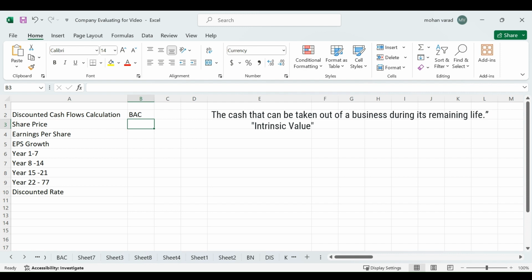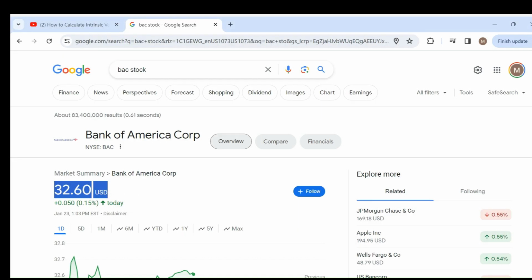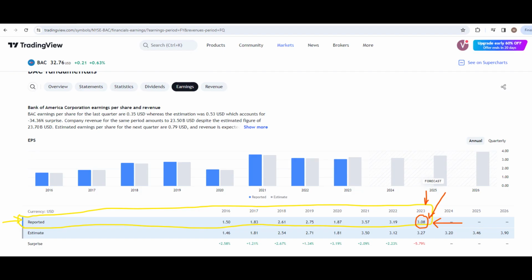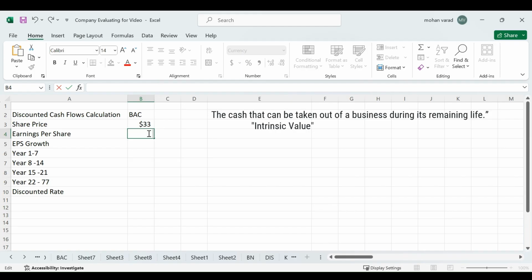To start with, let's get the share price, or the market price, of Bank of America on Google. Then copy the latest earnings per share for 2023, that is $3.08, and paste it onto the earnings per share tab here.